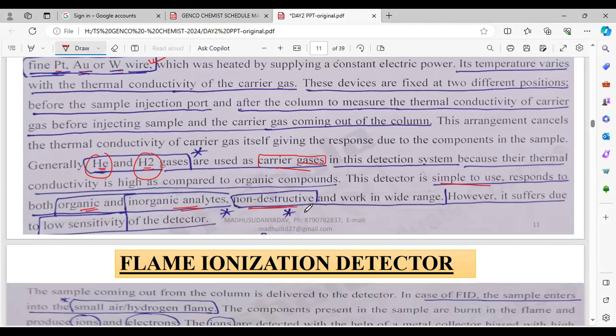It will not disturb your compound. And it works in a wide range of temperatures. However, it suffers due to low sensitivity. Low sensitivity means small traces of analytes or samples cannot be detected by this detector.